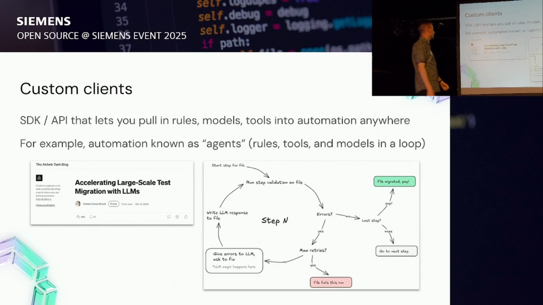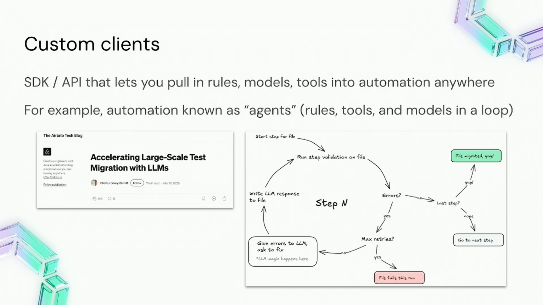And then on the custom client side, I think this probably ends up looking like an SDK or API that lets you pull in what we'll talk about, the rules, models, and tools, so that you can do automation throughout the software development lifecycle. A lot of what people call agents I've boiled down to rules, tools, and models in a loop. Airbnb had a really good example recently where they went from Enzyme, a React testing framework, to RTL, I think it's called React Testing Library, and they used large language models in the process. They had some rules, some prompts, some tools. I don't know if they were MCP servers or what, I'll have to double check. And then they obviously had models, and they put them in a loop.